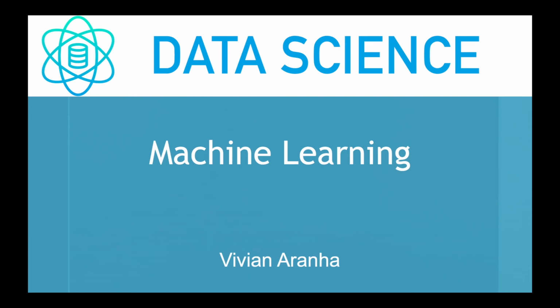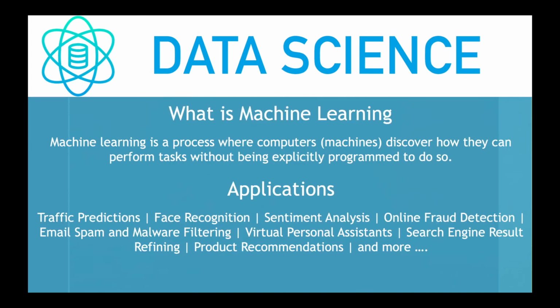Machine learning is one of the important parts of data science, and as a data scientist, you need to understand how machine learning works. And to start with, let's see what machine learning actually is. As the definition goes, or in the simplistic form, machine learning is a process where computers, which are machines, discover how they can perform tasks without being explicitly programmed to do so. So what do you mean by explicitly programmed?